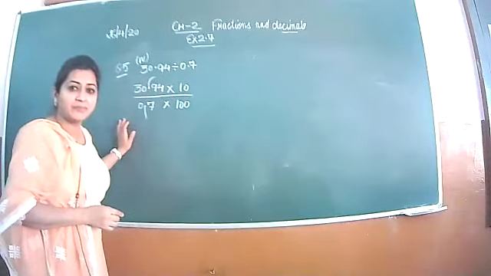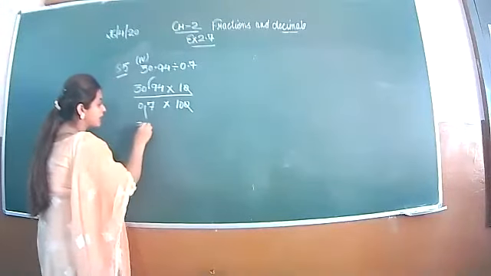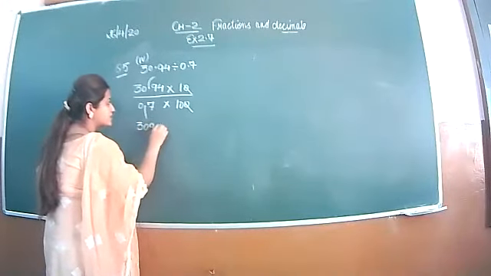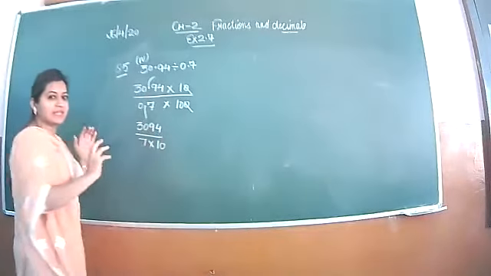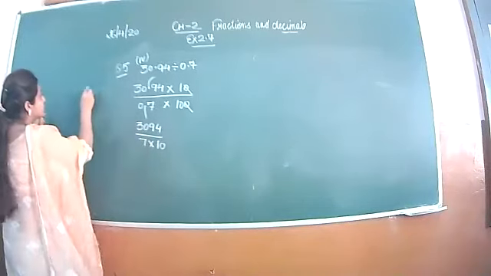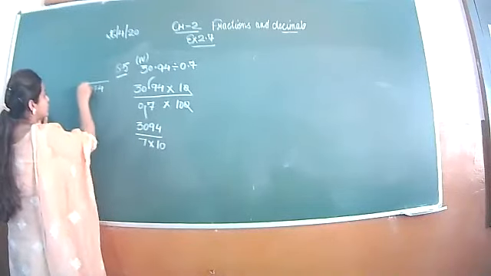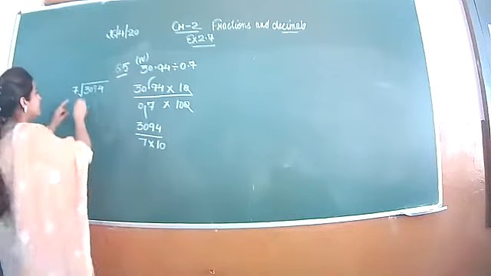Is it okay? Now, 0 will cancel out. Write the remaining term as it is. Don't make any change. I have just written the remaining things. Now, cancel out the terms. You can divide 3094 with 7, but I will always suggest you to divide verbally.